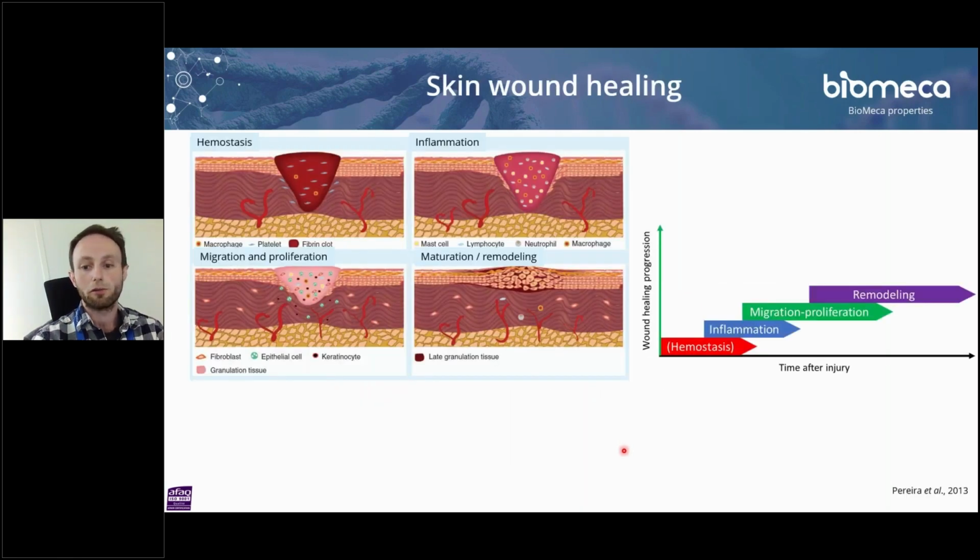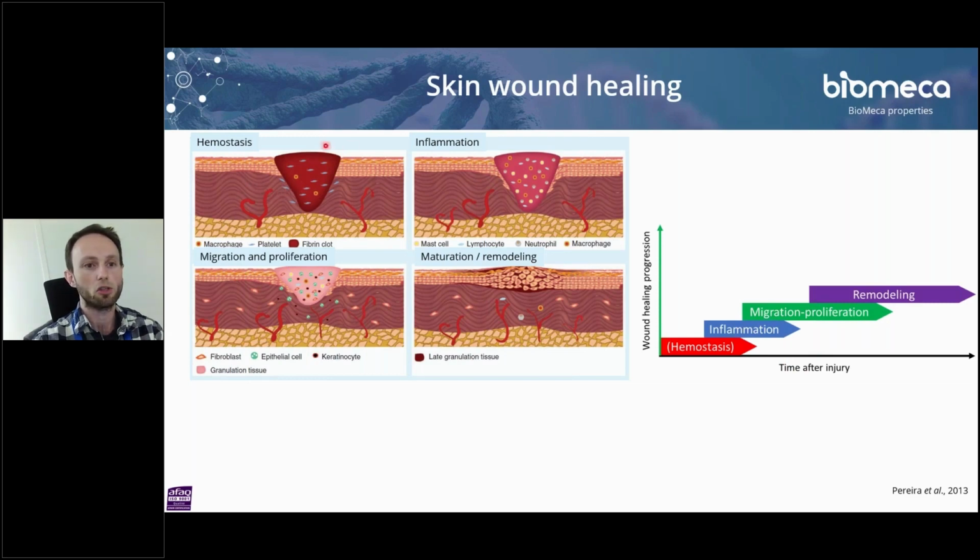In the case of a tissue damage, the skin has to be repaired as quick as possible to prevent excessive loss of blood and infection. Wound healing occurs through four distinct but overlapping phases, which are the hemostasis, the inflammation, the migration or proliferation, and the remodeling phase.